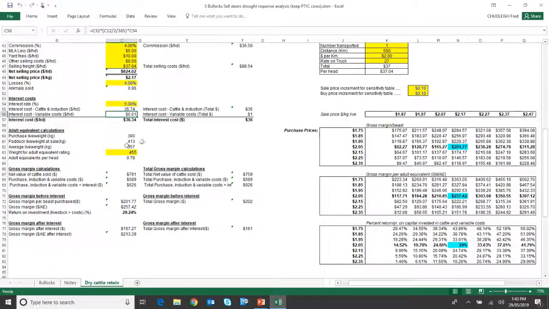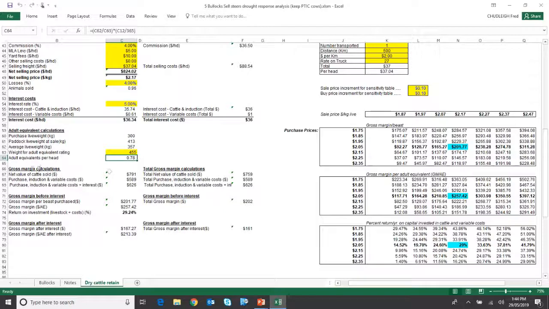Now the adult equivalent calculation here is we take into account the live weight at the start and the live weight at the end and calculate our average live weight, and then we rate that to our standard reference weight, which gives us an adult equivalent of 0.78 for this steer for that period in that paddock.